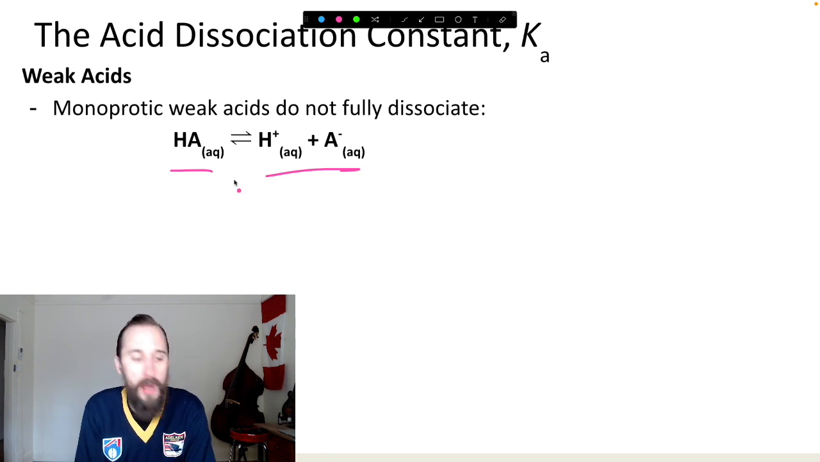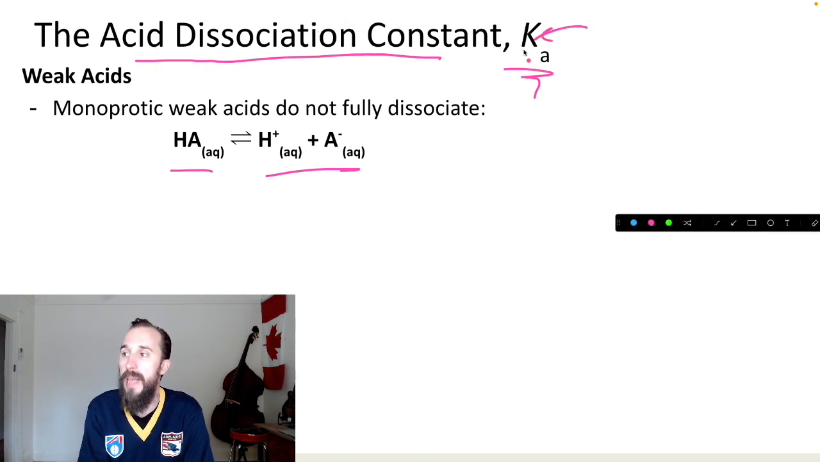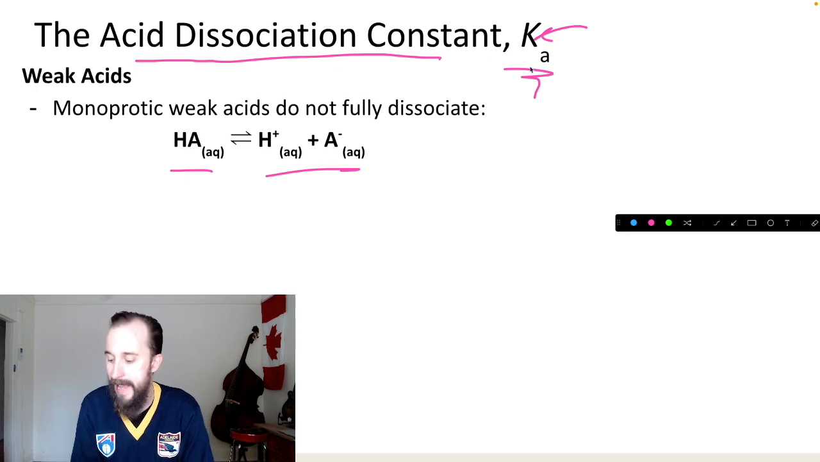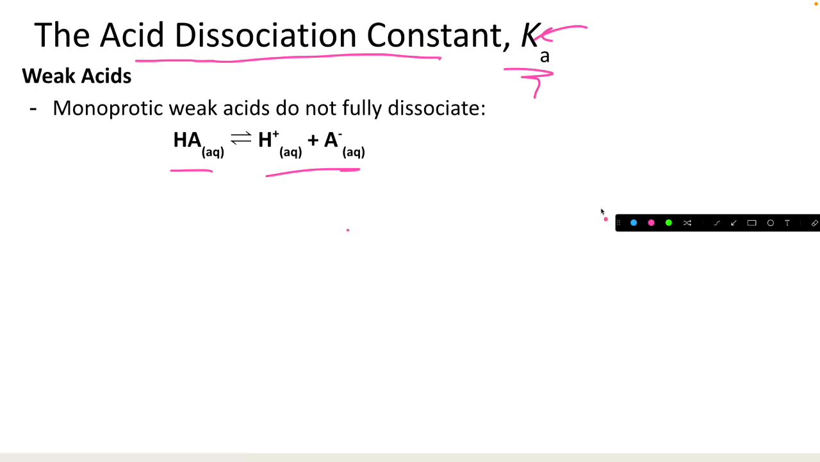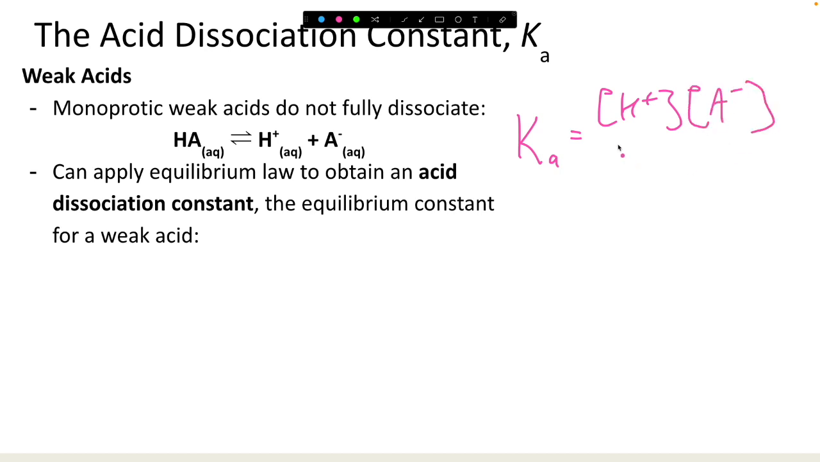So what we can do is apply our equilibrium laws to get an acid dissociation constant, another type of equilibrium expression, so K to do with acids, the Ka value. We can apply the equilibrium law to an acid dissociation constant, the equilibrium constant for a weak acid. So let's do that now. The equilibrium expression would be the products, H plus times A minus, over our reactant, HA. And that is our acid dissociation constant.